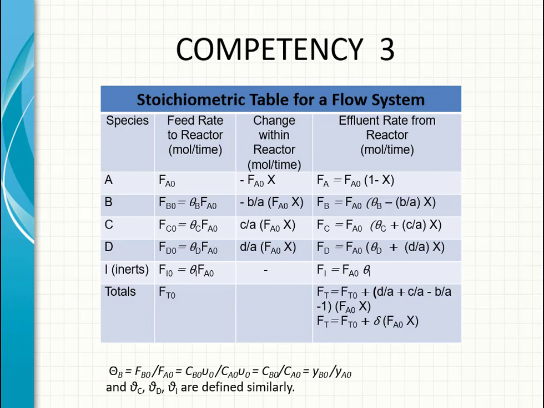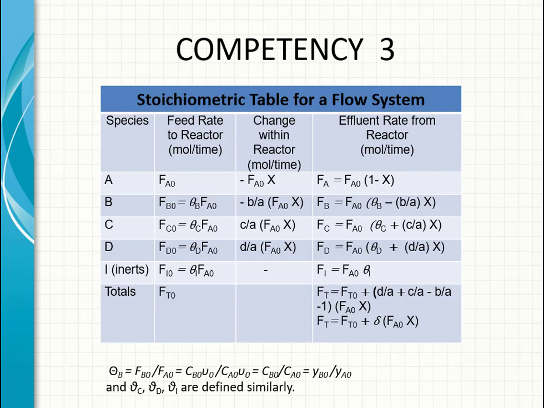For the effluent rate from the reactor in moles per unit of time, which is the fourth column, we will have that FA is equal to FA0 times 1 minus X. FB will be FA0 times theta B minus the stoichiometric coefficient of B divided by the one of A times X. So we will have similar expressions for FC, FD, and FI.